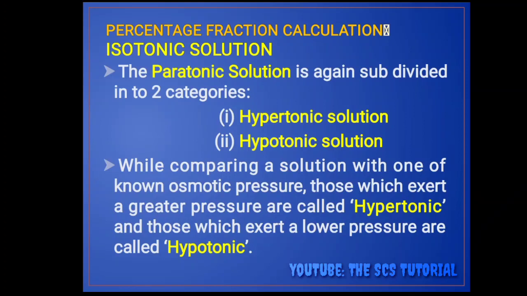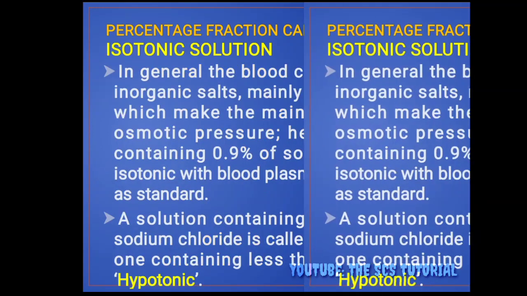Paratonic solutions are again subdivided into two categories. One type is hypertonic, another is hypotonic. When we are comparing a solution with one of known osmotic pressure, those which exert a greater pressure are called hypertonic, and those which exert a low pressure are called hypotonic.